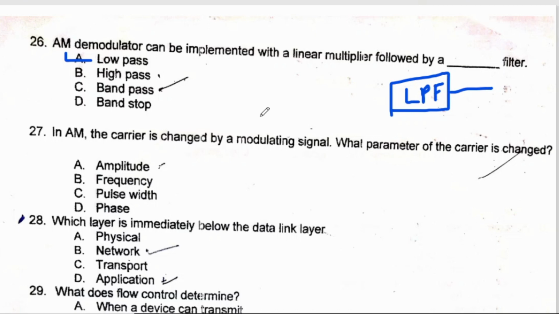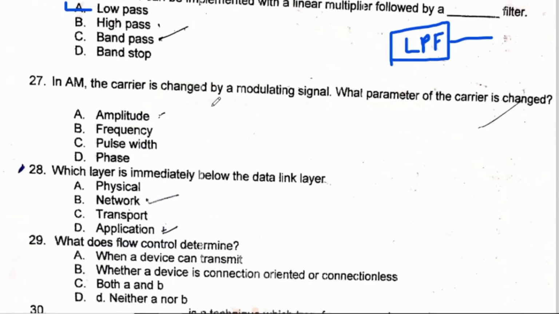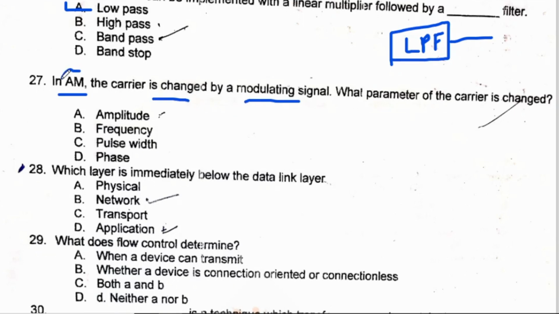Next question, question number 27. In AM, the carrier is changed by a modulating signal. What parameter of the carrier is changed? AM means amplitude modulation, so the parameter of the carrier that is changed will be amplitude only. The amplitude of the carrier signal varies according to the message signal amplitude variation, and that is the definition of AM. So option A is the correct answer here.